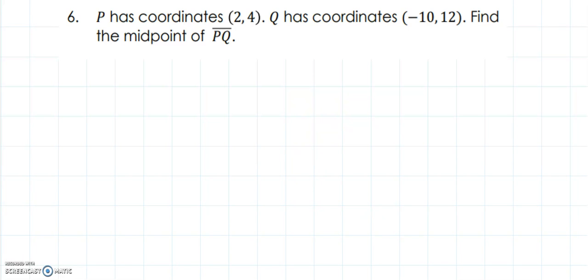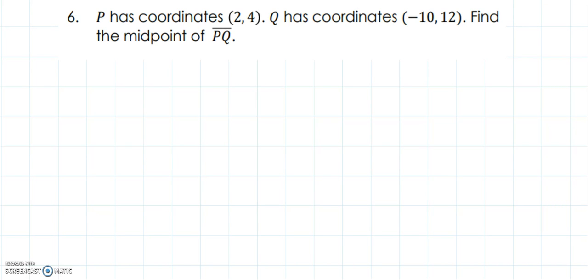We're going to take a look at question number 6, which is on page 11 of your Math Nation workbooks. So let's see. P has coordinates 2, 4. Q has coordinates negative 10, 12. Find the midpoint of PQ.